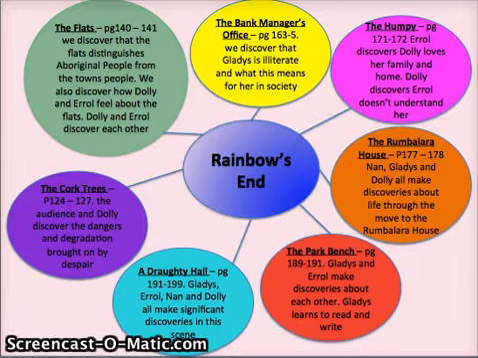The last scene in the drafty hall is quite significant. Gladys, Errol, Nan and Dolly all make significant discoveries in this scene. The park bench is also significant. Gladys and Errol make discoveries about each other, and Gladys learns to read and write. At the Rumbalara house, Nan, Gladys and Dolly all make discoveries about life through the move to that house.